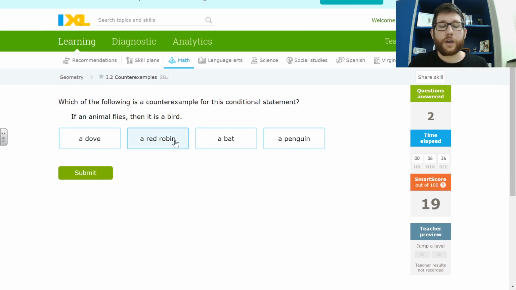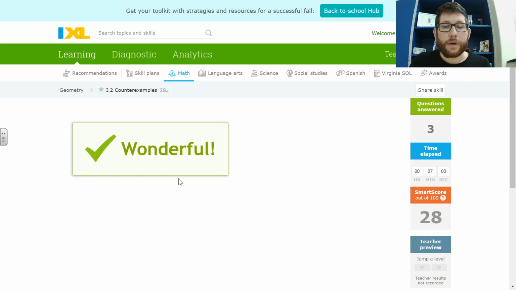Let's look at one or two more. If it flies, then it's a bird. Check the first part. Does it fly? A dove, that flies. A red robin, that flies. A bat flies. A penguin does not fly. So we've got it between three. Then it's a bird. Well, a dove is a kind of bird, a red robin is a kind of bird, but a bat is not a bird. So that would be my correct answer.